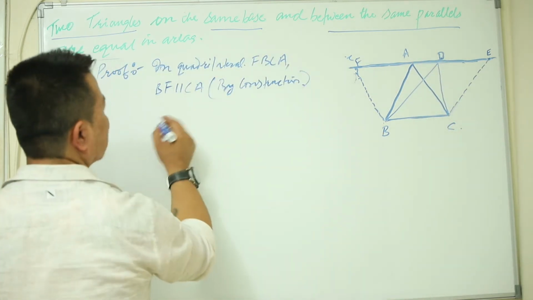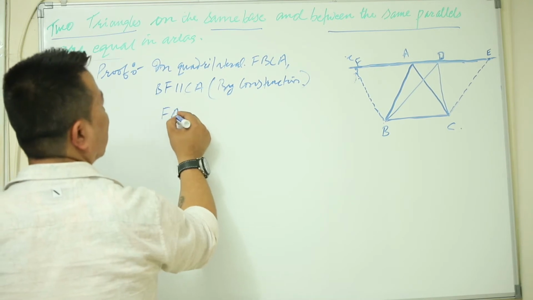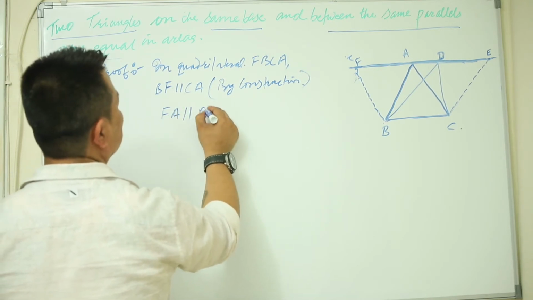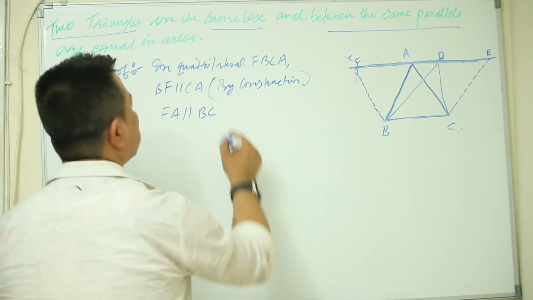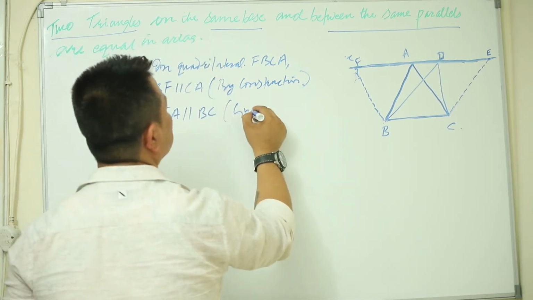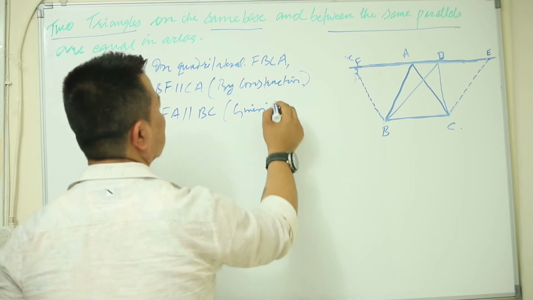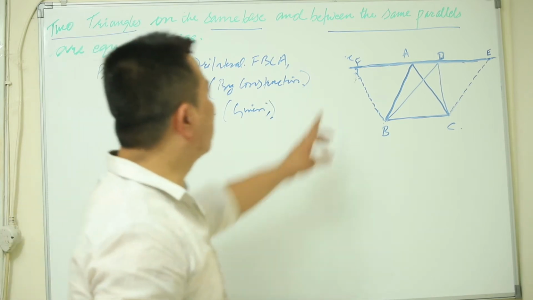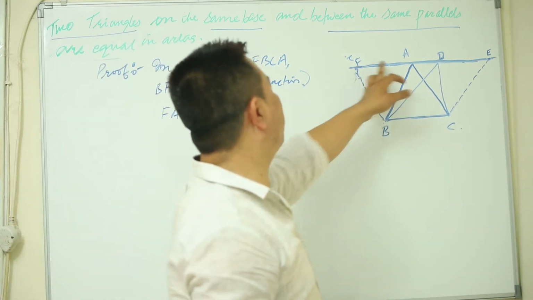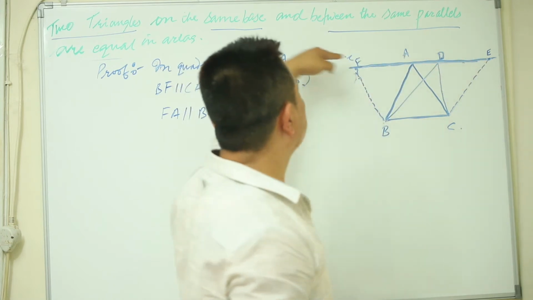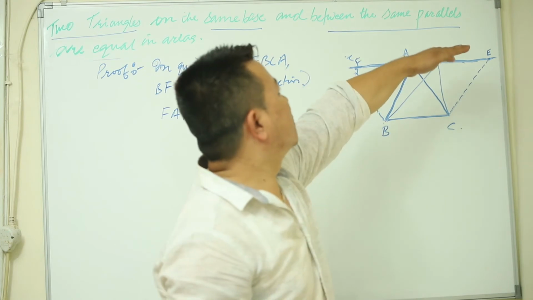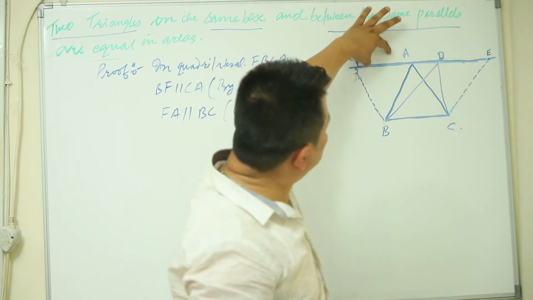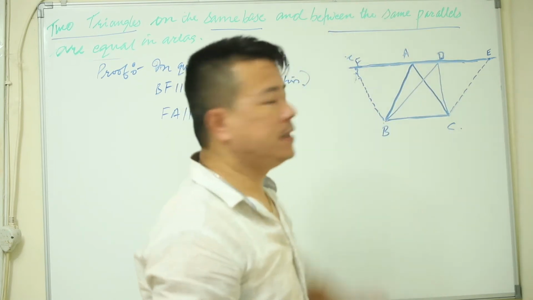So you can write FA is parallel to BC. That is given, because FA is a part of this whole line, and this whole line is parallel to BC. So the part of that whole line, that is FA, is parallel to BC.